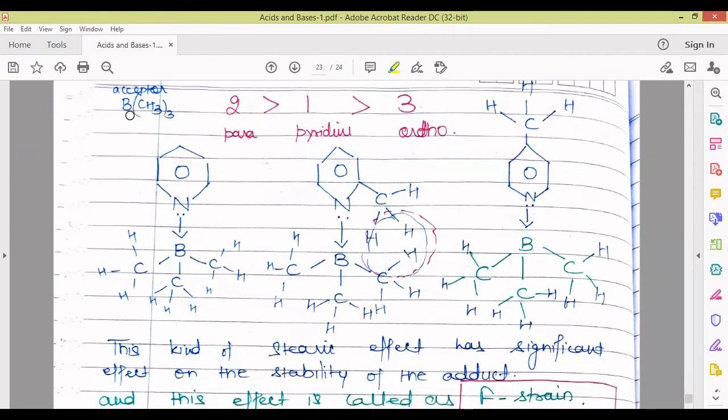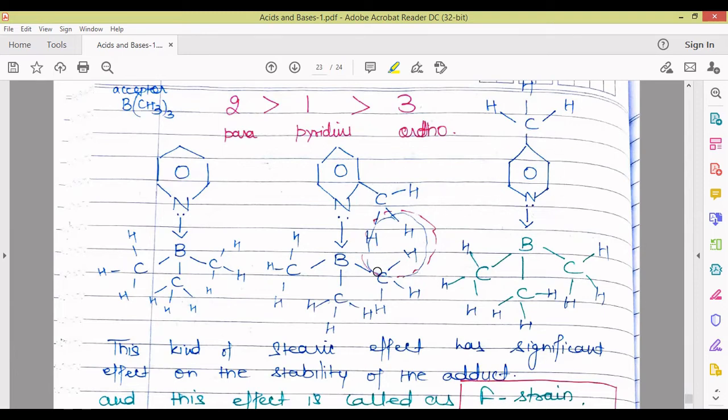So here we have considered trimethylborane. We have expanded all the methyl groups so that we can explain the steric hindrance. In case of pyridine, it is very easy to donate the lone pair present on the nitrogen, and it can easily show its basic strength by donating its lone pair to electron deficient boron. And in case of para also, the electron donation is easy because there is no steric hindrance.